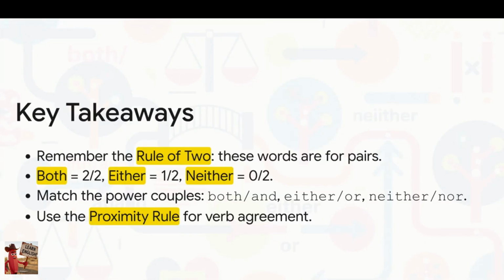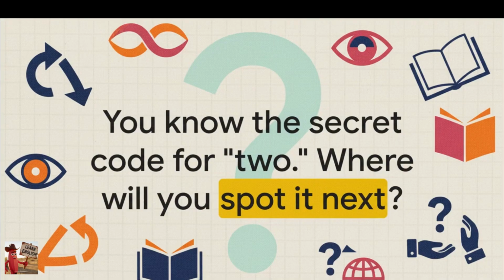All right, so let's boil this all down. What do you absolutely need to remember? 1. The rule of 2. These words are always about pairs. 2. Think of the math. Both is 2 for 2, either is 1 for 2, neither is 0 for 2. 3. Don't mix up the power couples. And 4. When in doubt about the verb, just use the proximity rule. The closest noun wins.